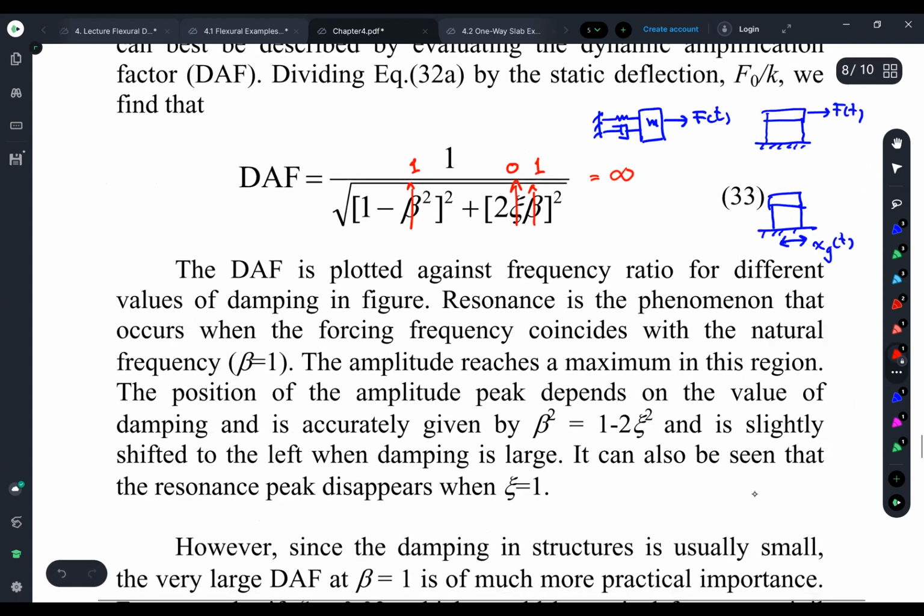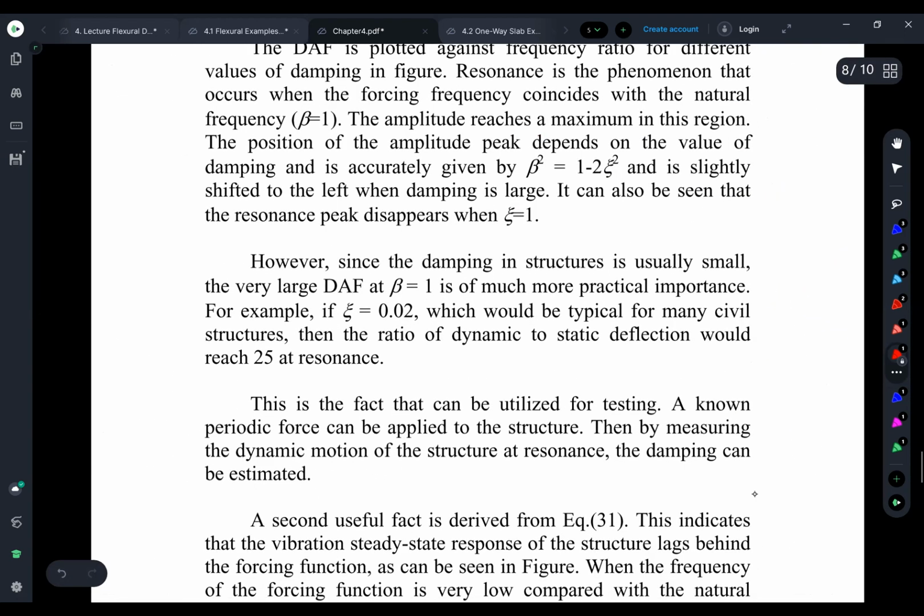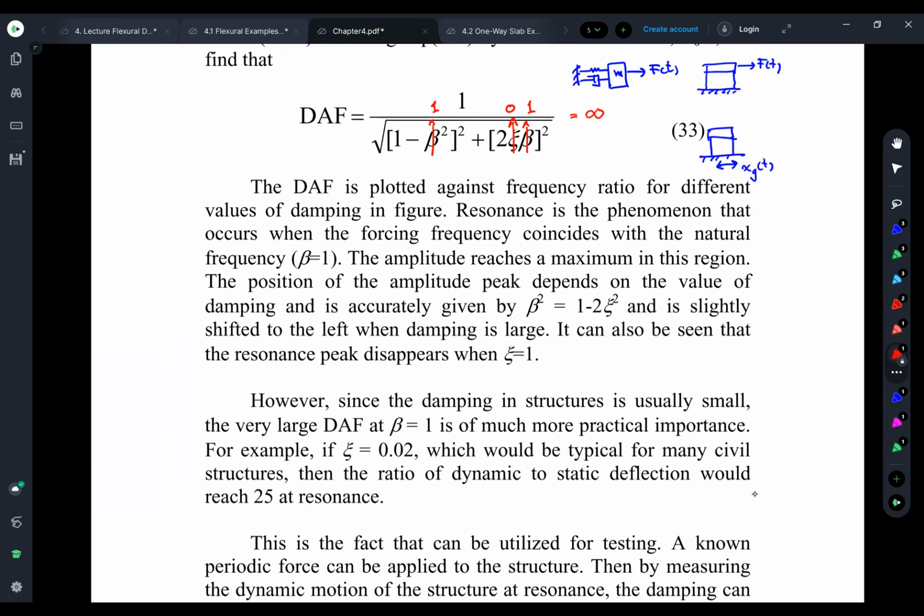Because the mx double dot and kx terms are what we call the conservative terms. They are the terms that change energy from kinetic to potential energy, right? So energy is not removed from the system by the mass term and the stiffness term. The only term that can remove the energy is the damping. That's why we need the damping. Otherwise, at resonance, your system will go to infinity. This is what I try to explain to you.